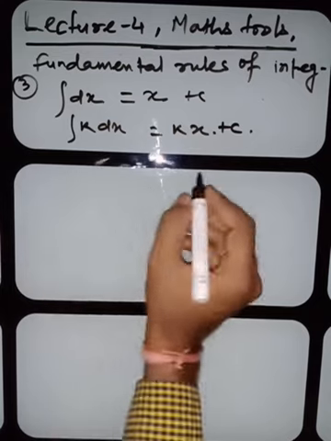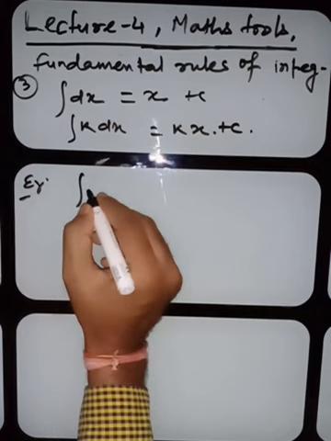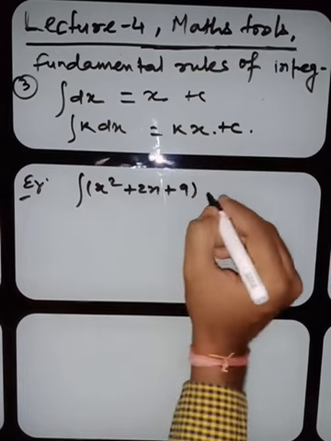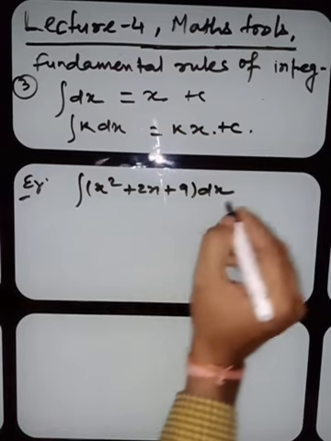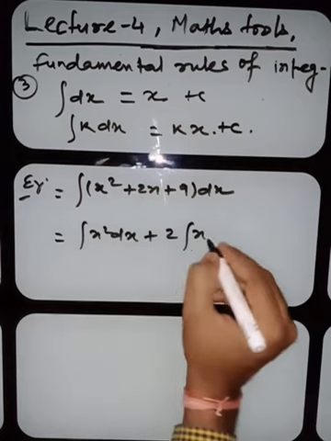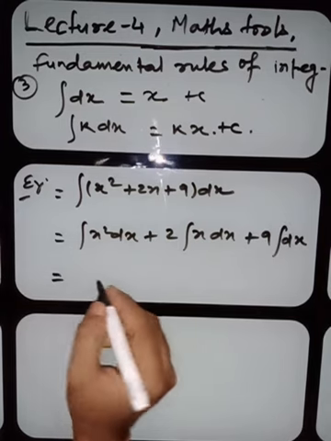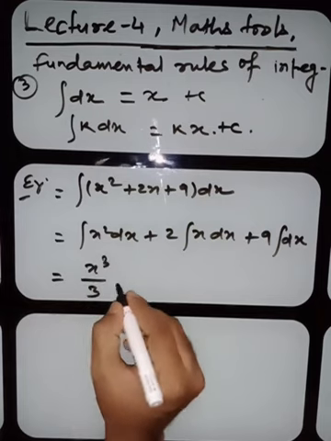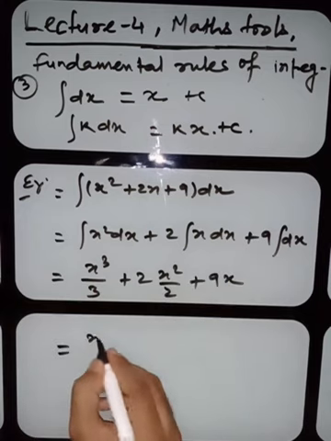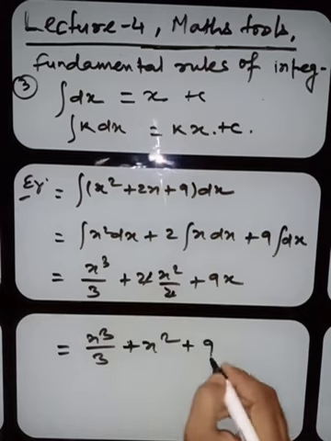Now I can do one more example and then I will give you homework. Okay, my dear students, it is x square plus 2x plus 9 dx. Let me find the answer. Here the integration of x square dx plus 2 out x dx plus 9 out dx. As we know that we will keep out these constants, so x cube by 3, plus 2 x square by 2, plus 9x. So x cube by 3 plus x square plus 9x.